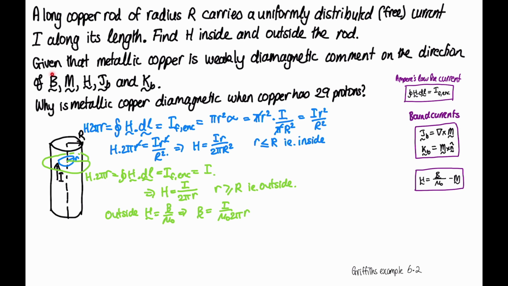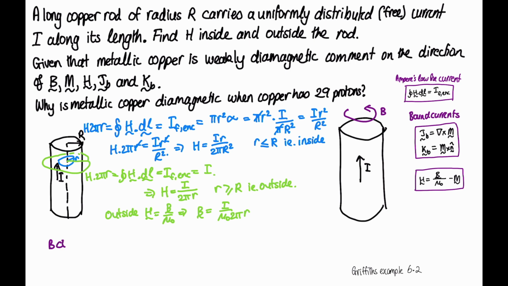Now, the question has also asked us, given that metallic copper is weakly diamagnetic, to comment on the direction of B, M, H, J_B, and K_B. So let's sketch that on another diagram over here. In this case, we've got our current going up like this, and we know from our right-hand rule that that is going to result in a magnetic field vector which is going around like this, so B is going to be circumferential.